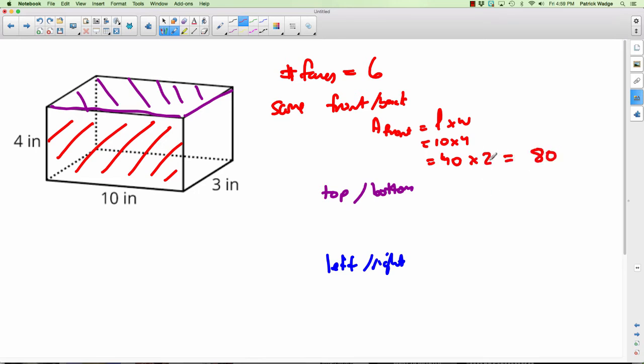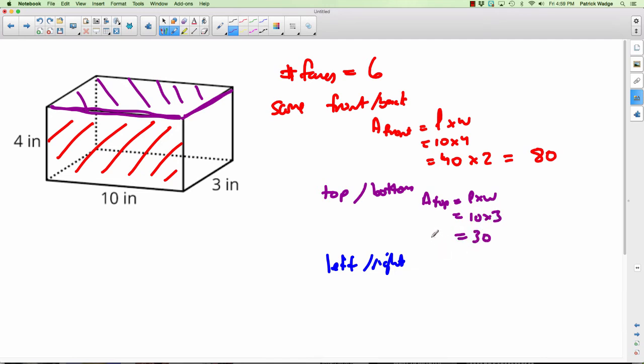That 2 is because there's 2 faces that are exactly the same size as each other, the front and the back. Okay? Let's do the top and bottom. So again, the area, I'll do the top. Length times width, because it's a rectangle. What are the dimensions? I think we already mentioned that too. This is 10, and this is 3. So we're going to go 10 times 3, which gives us 30.